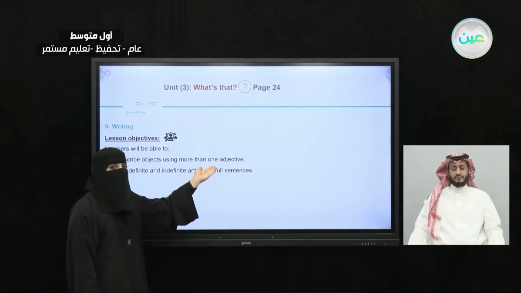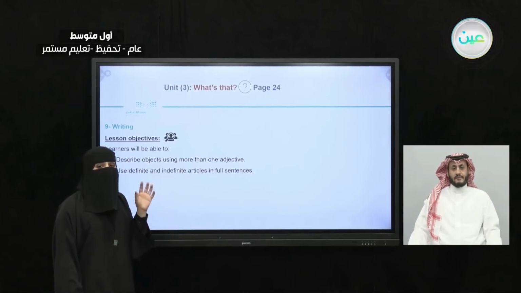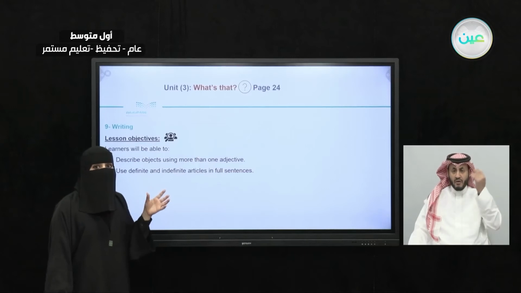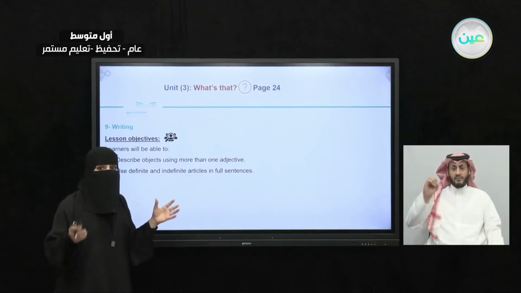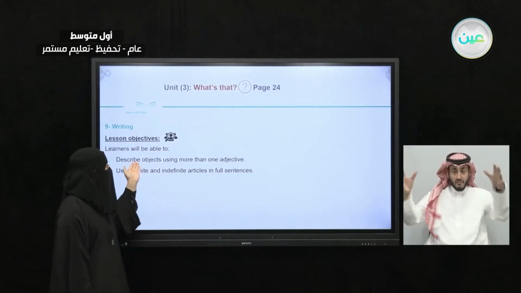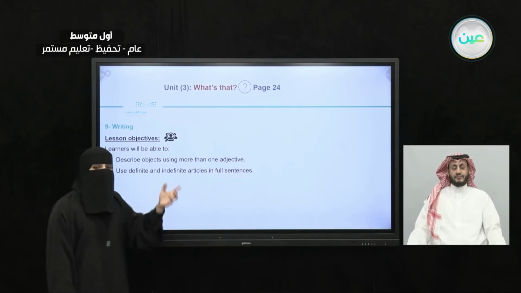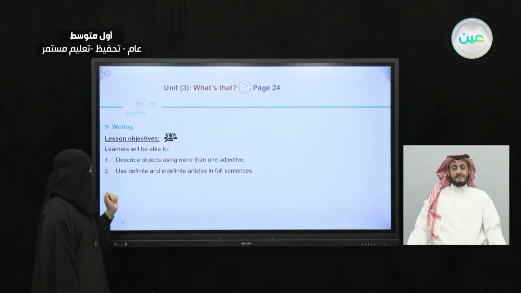Adjectives are words to describe something. Remember the word enormous? Enormous dinosaur, when we said that means very big or huge. Okay, so in order to describe an object, you need to use adjectives. And we are going to learn this in today's lesson.